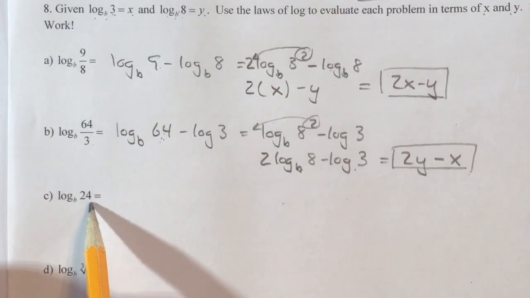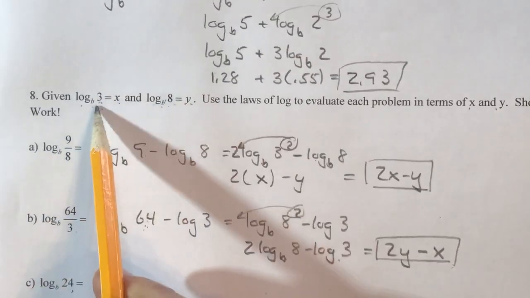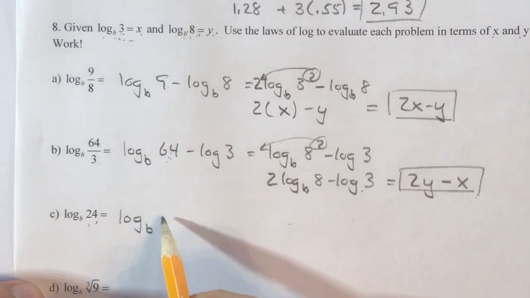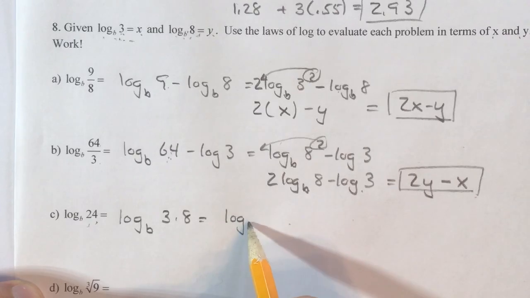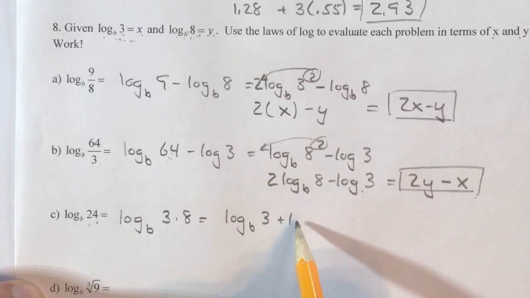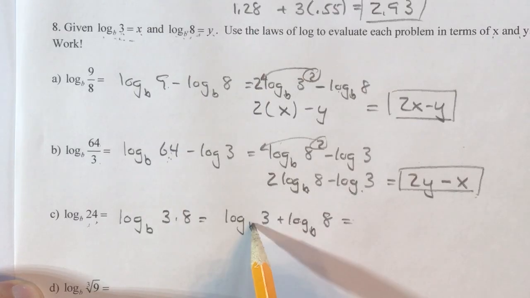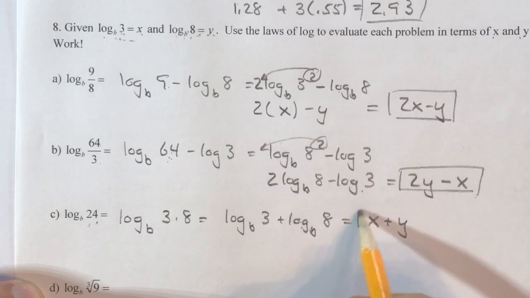All right, I get to 24, and I go, all right, what's 24? How is that related to 3 and 8? Oh, 3 times 8 is 24. So I'm going to say this is 3 times 8. And multiplication breaks up into addition. So I'm going to get y. No, sorry, that's x and that's y. So I'm going to get x plus y.